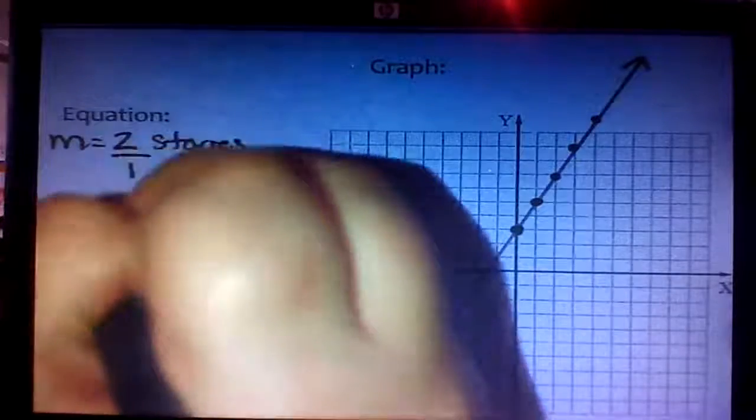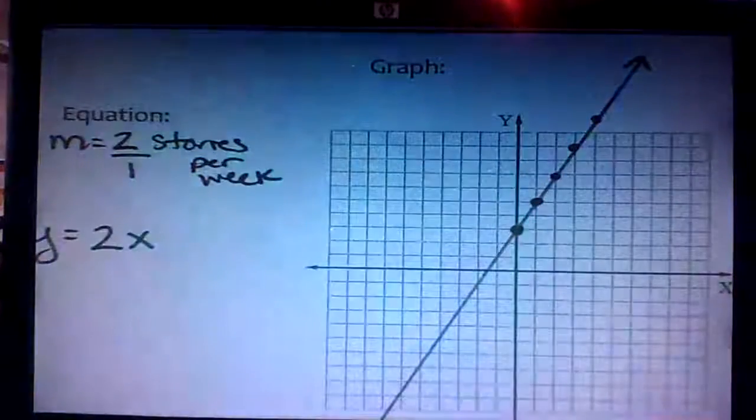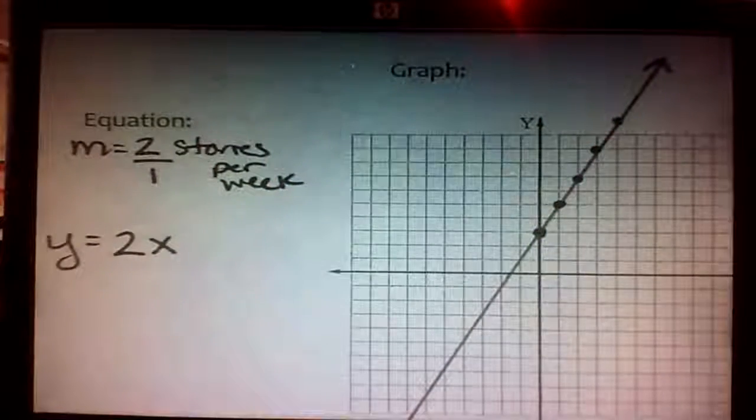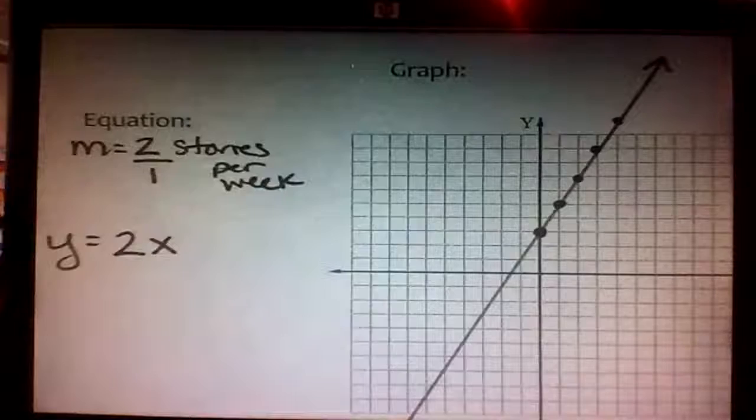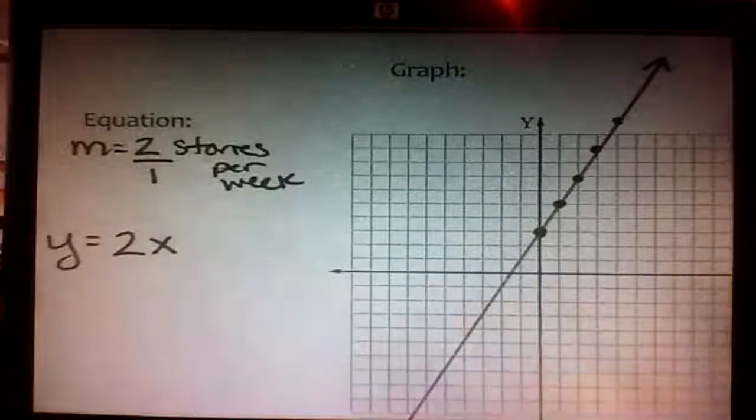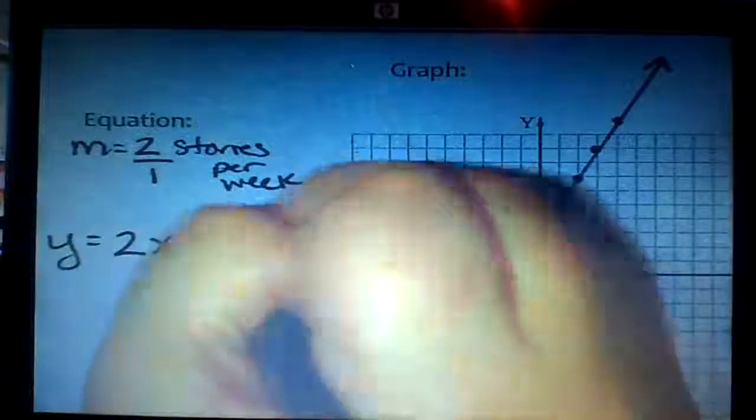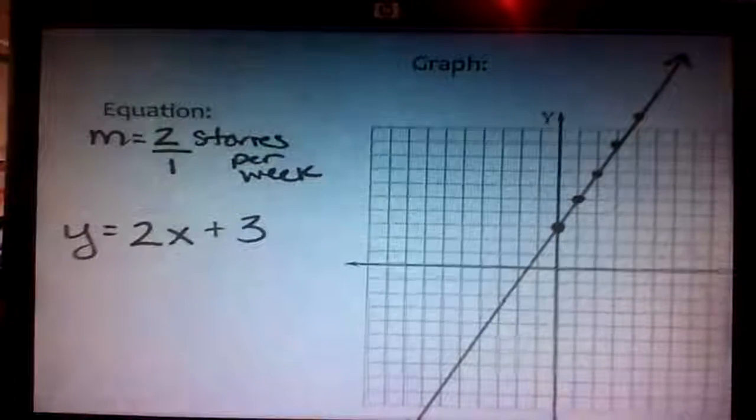So Y equals 2X. And where did I say we started at? 3. My building had 3 stories before we even started working on it.